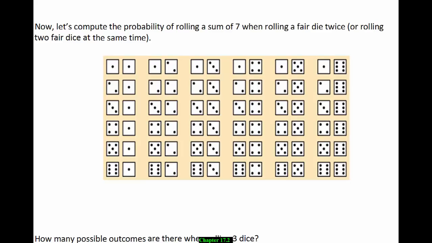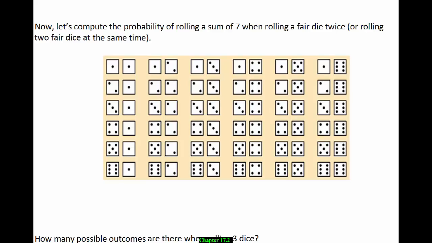Let's consider the following probability. We want to compute the probability of rolling a sum of 7 when rolling a fair die twice, or when rolling 2 fair dice at the same time. This one's got a little bit more depth to the problem, so let's go ahead and tackle it.